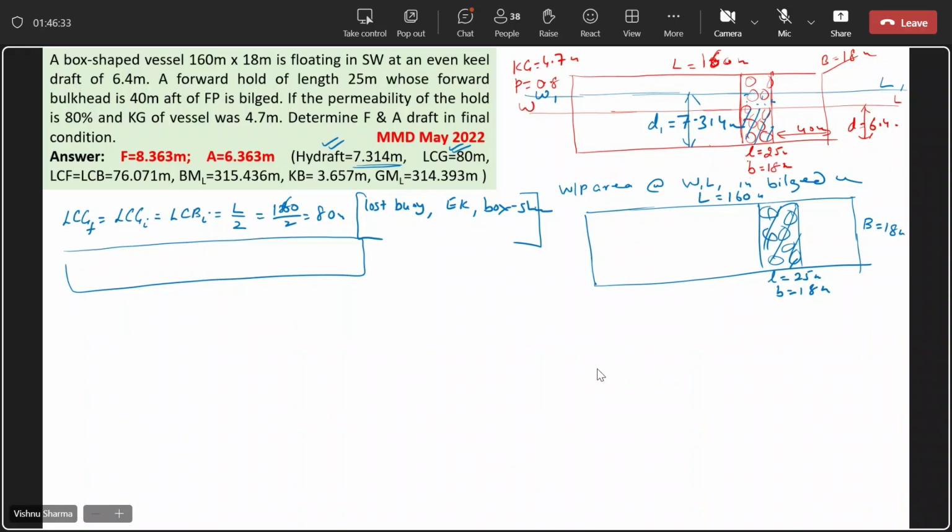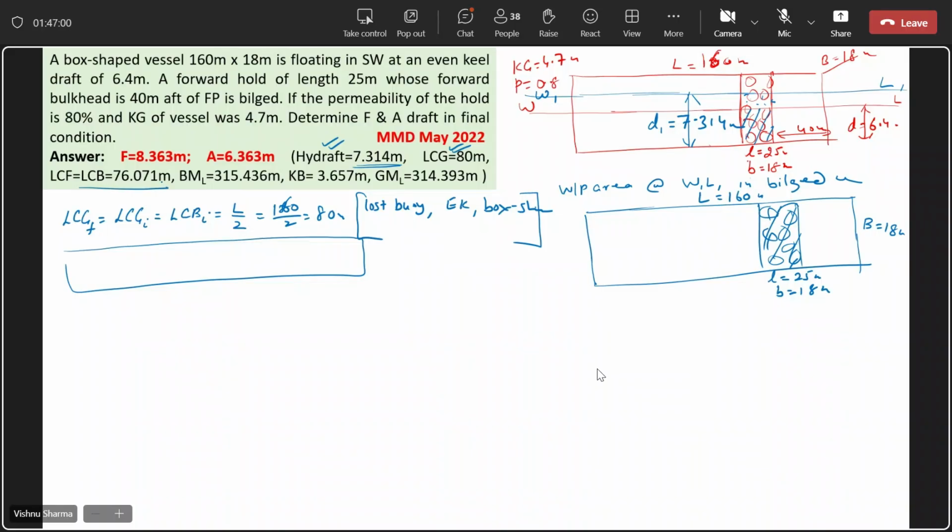Guys, does this question have KG given? Yes or no? Yes, sir. So what are we going to use? GML. Okay, so you'll also need KB. Please tell me how much would be the KB in this case. Give the reason for that also and calculate KB.